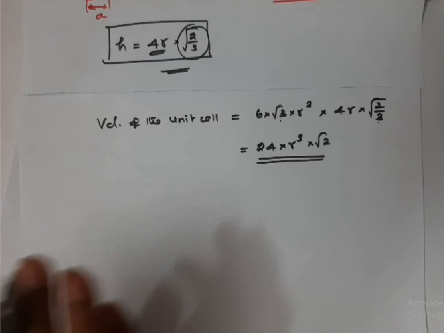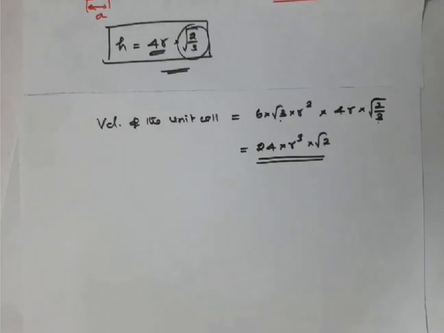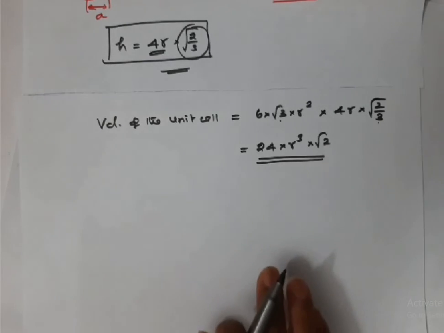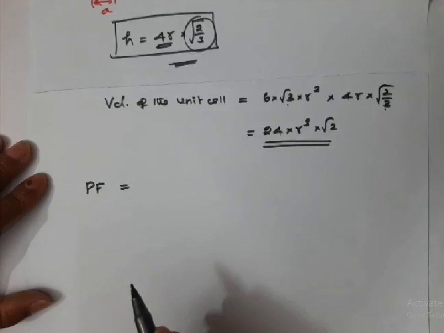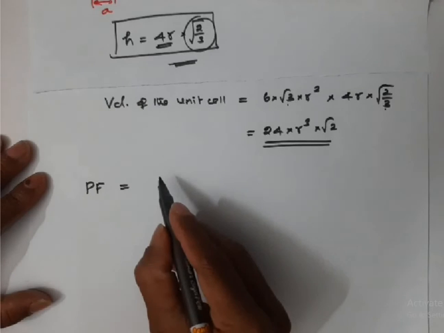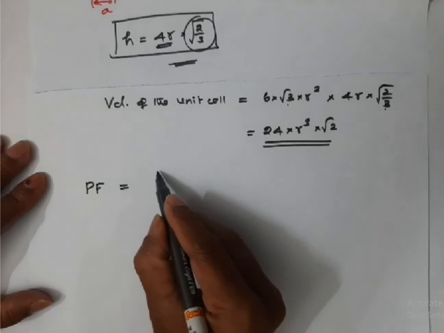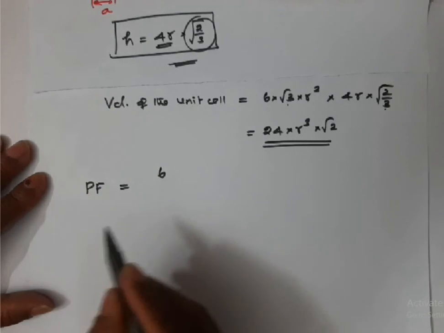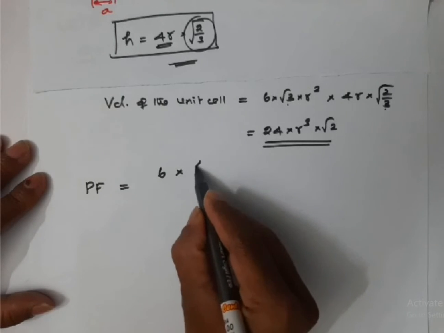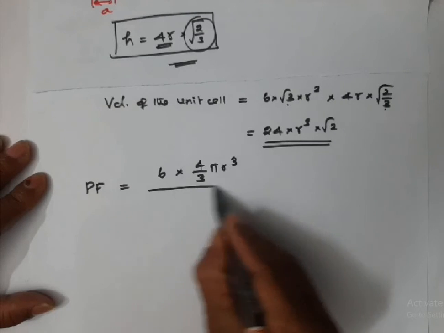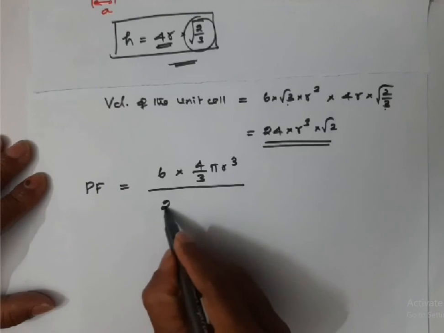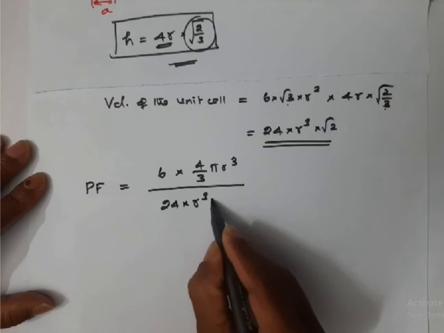Is this correct? Any doubt up to this? No. Yeah, so this is the volume of the unit cell. Now, let me go back to the packing fraction formula. Packing fraction equals, you know very well, rank of the unit cell. For the simple hexagonal unit cell, rank is 6. Just now we calculated: 6 into volume of each atom, 4 by 3 pi r cube, over the volume of the unit cell, which is 24 into r cube into square root of 2.